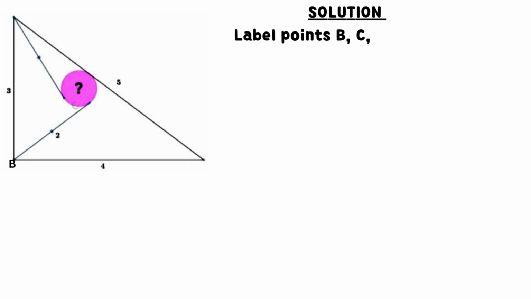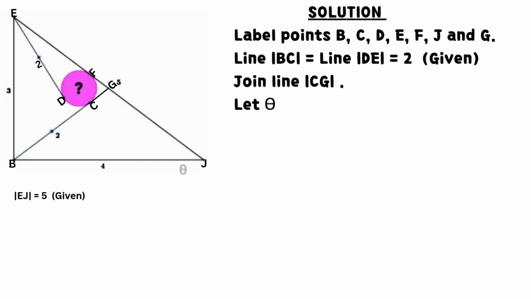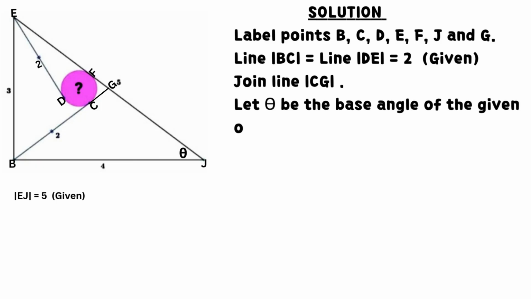Solution. Label points B, C, D, E, F, J, and G. Line BC equals line DE, which equals 2. This value is given in the figure. Join line CG. Let θ be the base angle of the given outer right triangle.